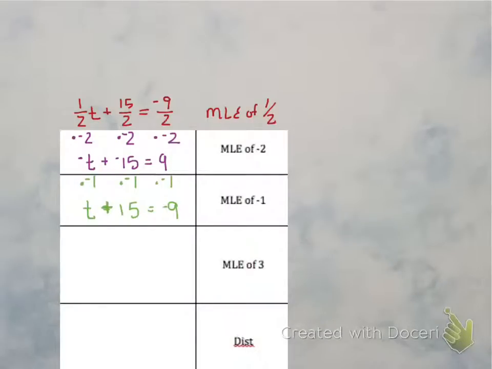And for the next one, MLE of 3. So that gives me 3t plus 45 is equal to -27. Again, each of the equations would have the same solution set. We're just transforming them. Equivalent equations have the same solution set.